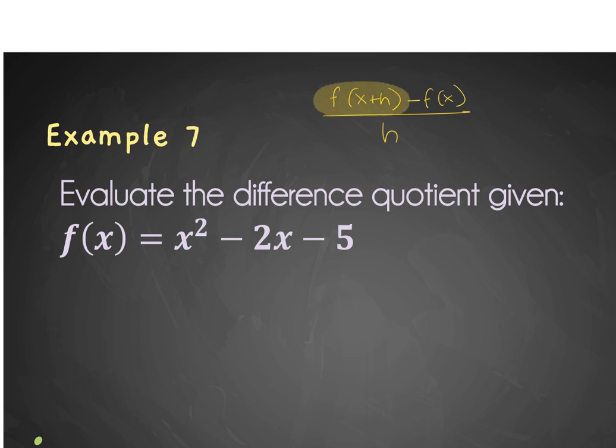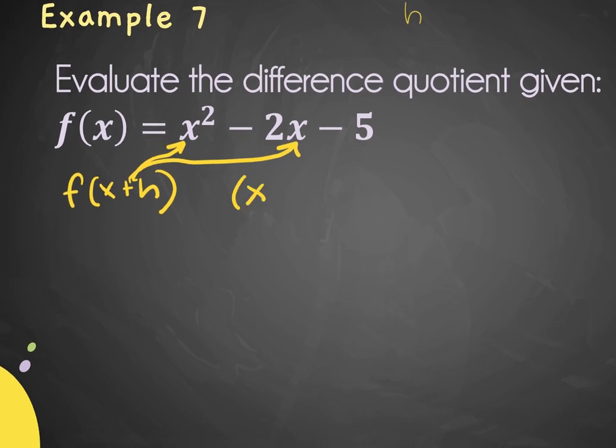I'm going to do the first part, which is f of x plus h. This time my f of x is x squared minus 2x minus 5. So this is going into this x and also this x. So I get x plus h squared minus 2 times x plus h minus 5. With me so far? Okay, so here's something that would be very good to memorize, x plus h squared.